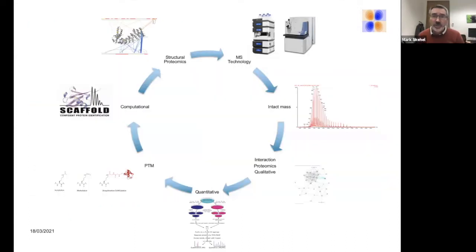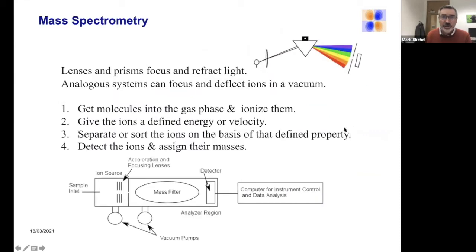Okay, so what we're going to talk about today, this is just a wheel. We'll talk about these sections here and leave this till next week. So the technology, what are we doing? Well, a mass spectrometer has several components. They all have the same kind of components. You've got some kind of inlet, a way of getting your sample into the instrument.